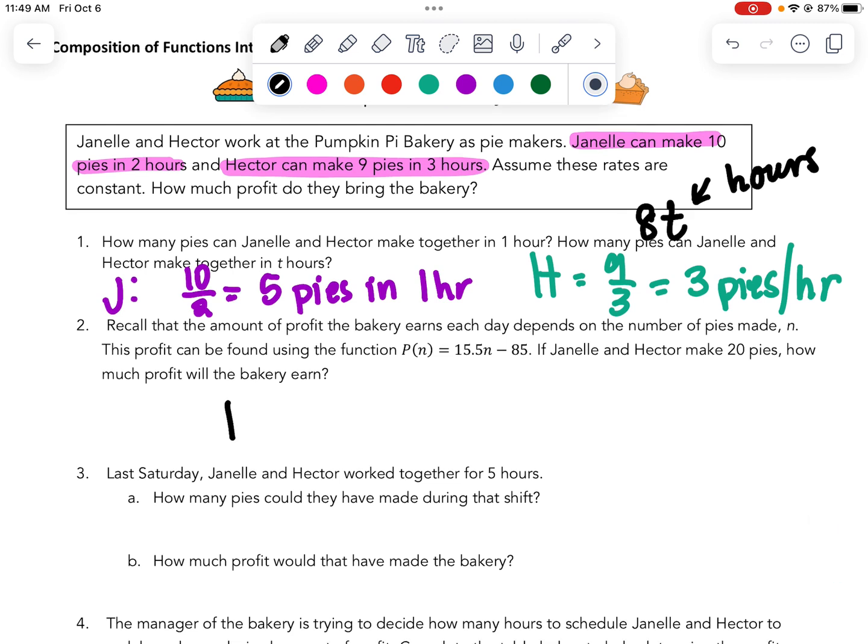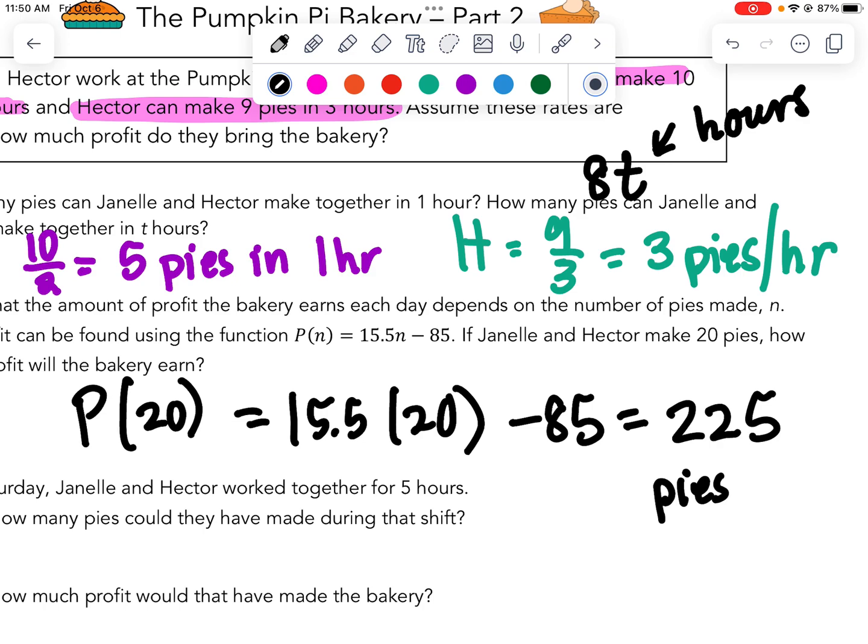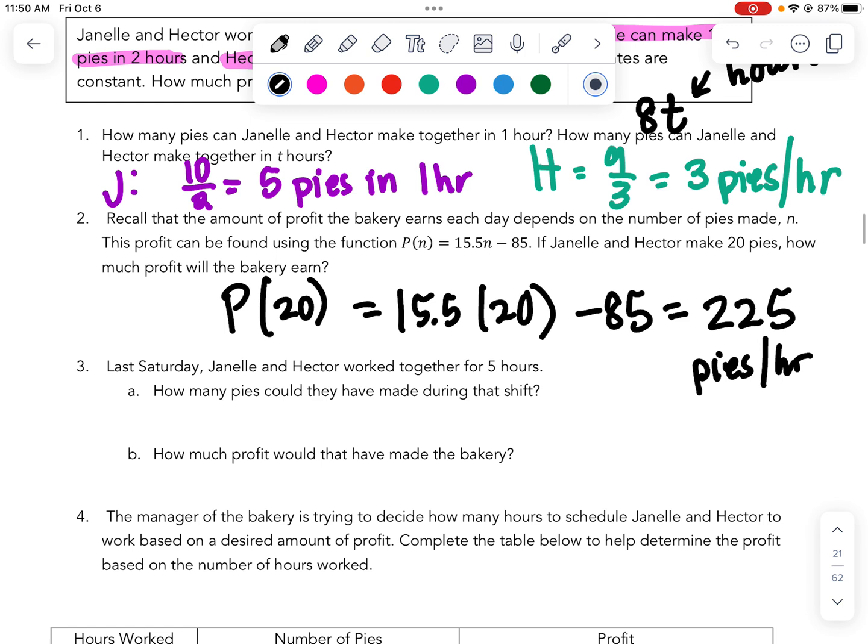All right, so for 20 pies, we would just plug in 20 pies: the profit would be 15.5 times 20 minus 85. Okay, so that's 225 pies per hour. Whoops. Actually, not pies per hour, is it? It would be profit. Profit for 20 pies.